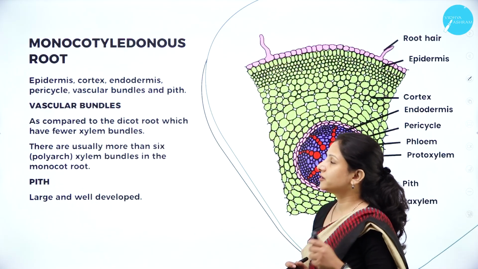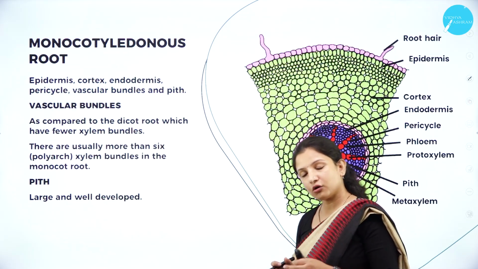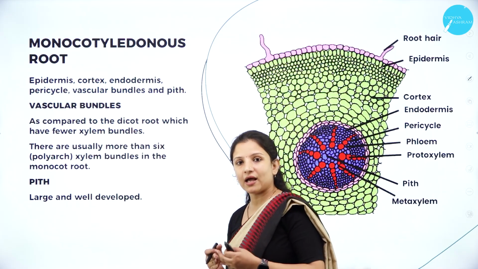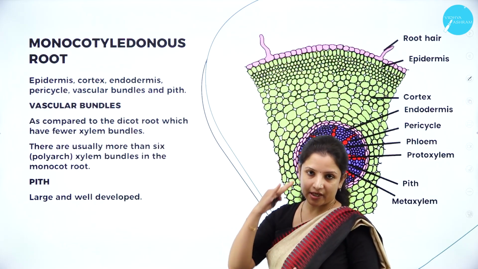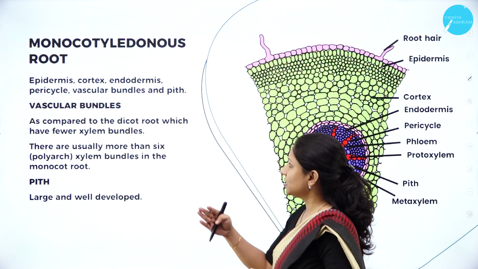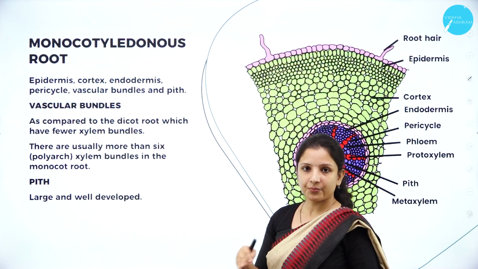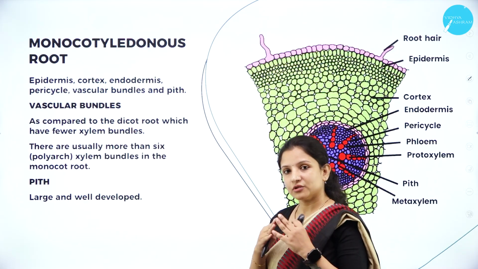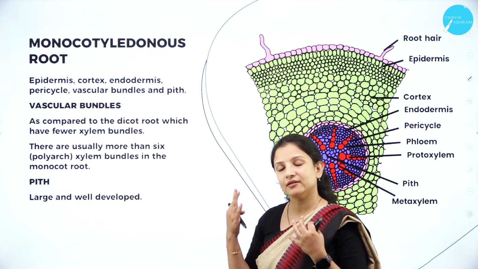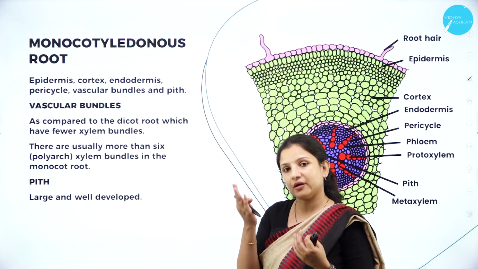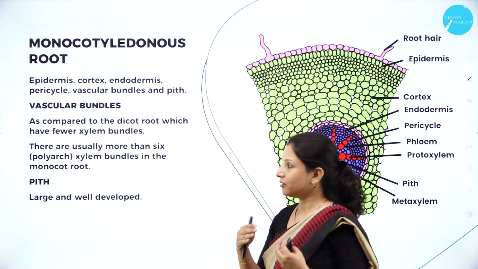So next, moving further to the monocotyledonous root. The monocotyledonous root also will have the epidermis, then comes the cortex, then the endodermis, the pericycle, the vascular bundles and then the pith. Everything is almost the same. So we'll discuss what differences you find between the dicot and the monocot.